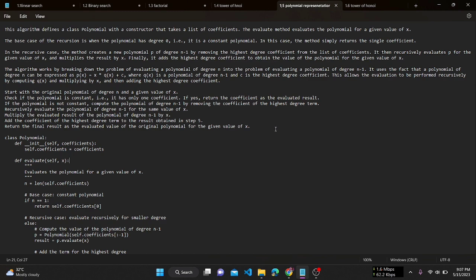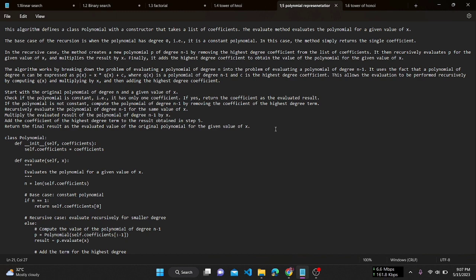It uses the fact that a polynomial of degree n can be expressed as p(x) = x·q(x) + c, where q(x) is a polynomial of degree n minus 1 and c is the highest degree coefficient. This allows the evaluation to be performed recursively by computing q(x), multiplying by x, and then adding the highest degree coefficient.